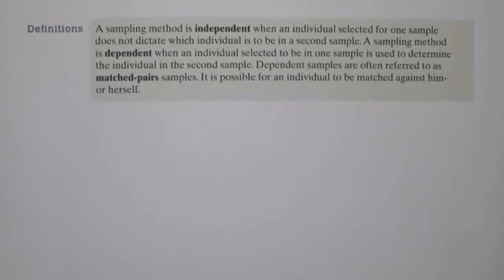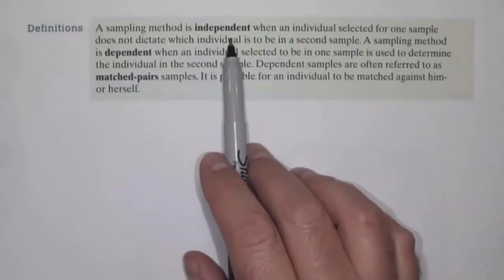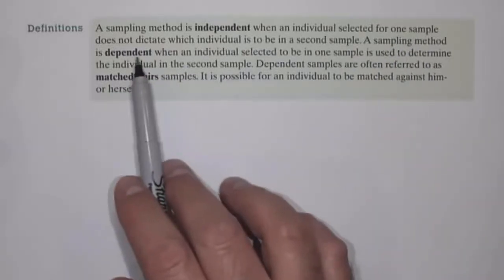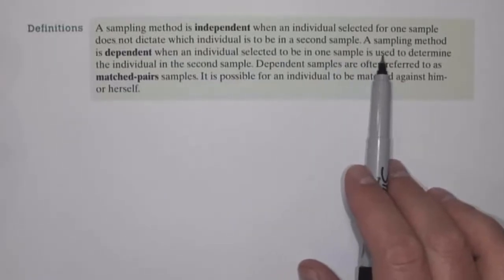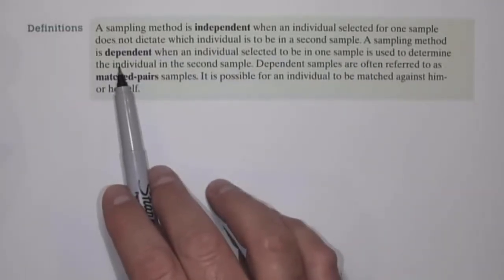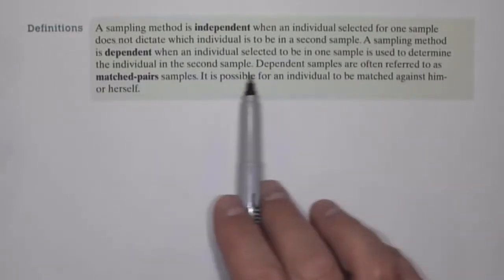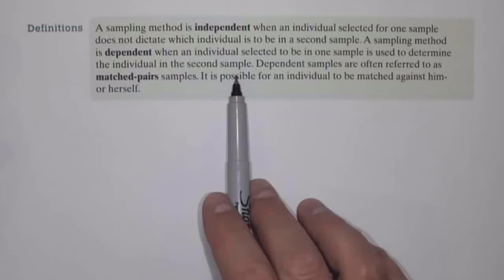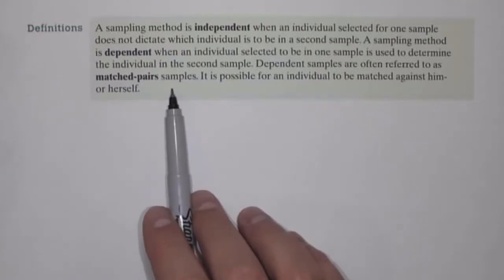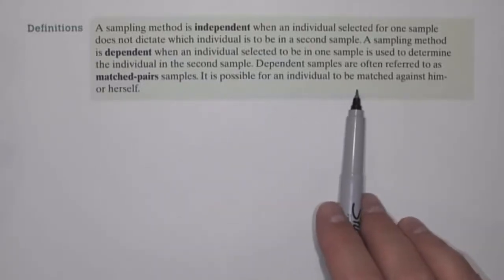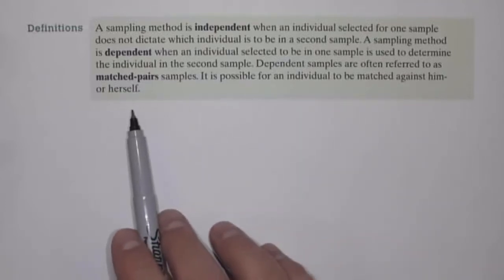Before we can do that, however, we need to determine whether we have sampling methods that are independent or dependent. So we have a definition. A sampling method is independent when an individual selected from one sample does not dictate which individual is to be in the second sample. A sampling method is dependent when an individual selected to be in one sample is used to determine the individual in the second sample. Dependent samples are often referred to as matched pairs samples. It is possible for an individual to be matched against him or herself.